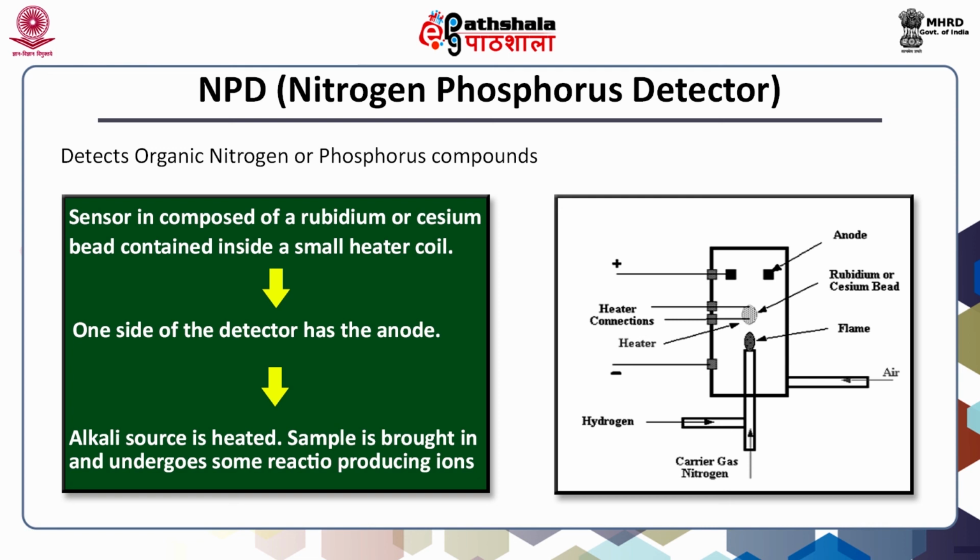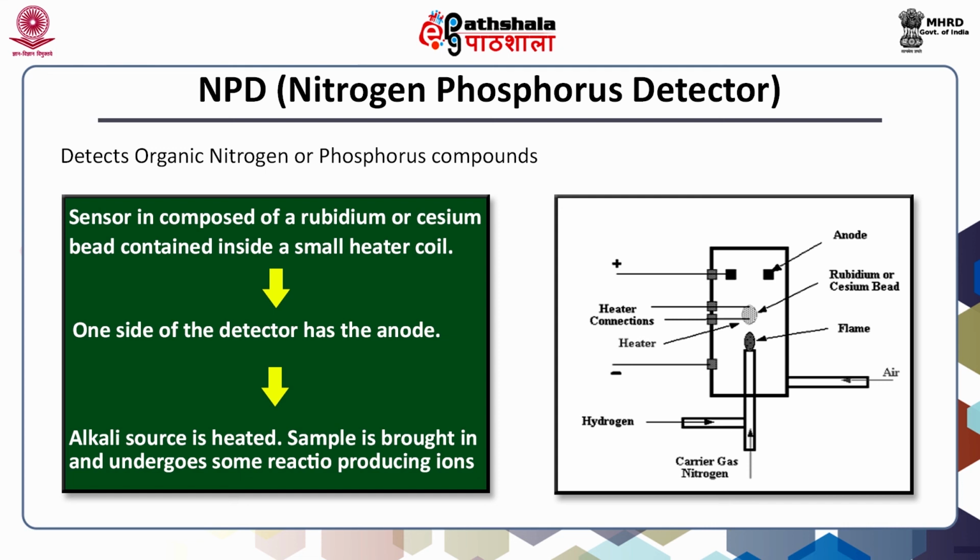This is again a sensitive detector, generally used for compounds containing nitrogen and phosphorus, and its sensitivity is about 10 raised to power minus 12 grams per ml for phosphorus and 10 raised to power minus 11 grams per ml for nitrogen. So, this was about the different types of detectors.